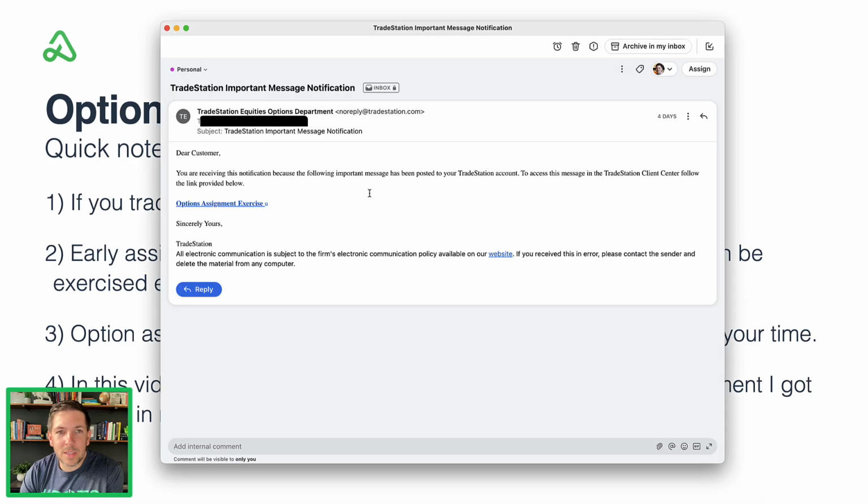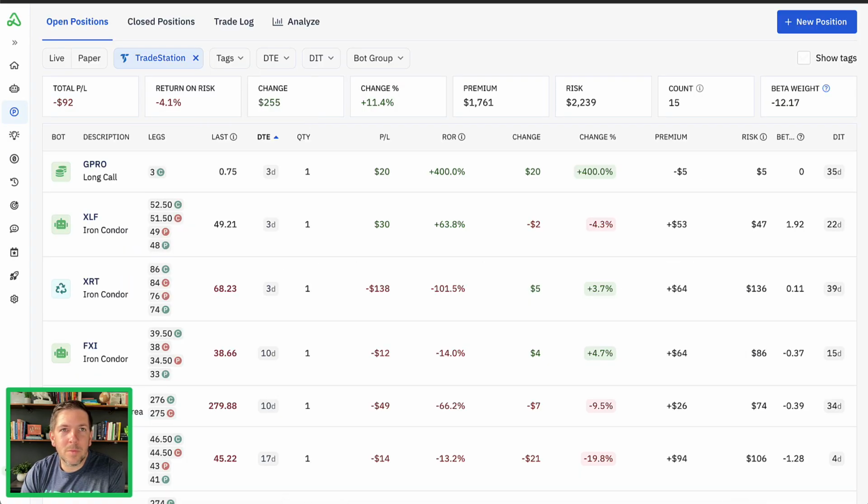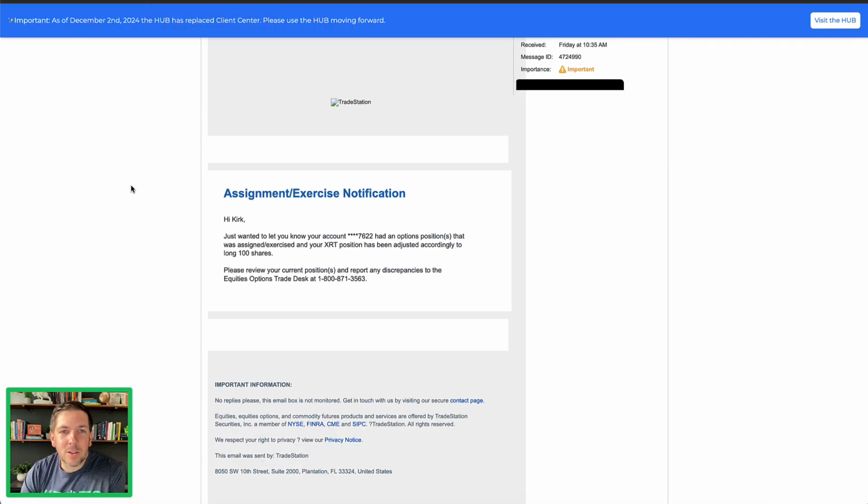So here's the deal. This is the email that I got from TradeStation. Got it a couple days ago on Friday. And it basically just says, hey, you have this important message in your account. And then you have a link to this message, the options assignment and exercise. So of course, naturally, what I did is I went over to my TradeStation account and I clicked on the link, and then I got to this notification in my inbox there, which basically says that my account ending in 7622 had option positions that were assigned in XRT, and it had been adjusted accordingly to long 100 shares.